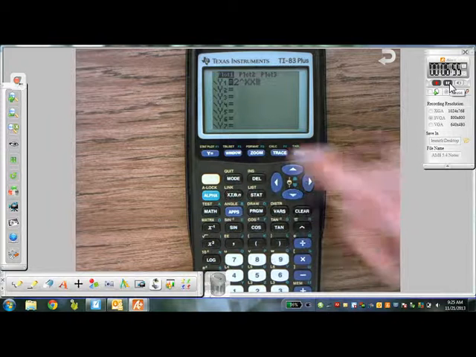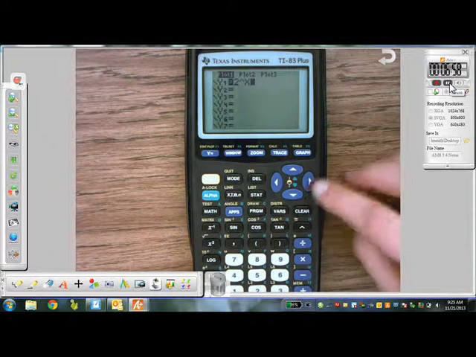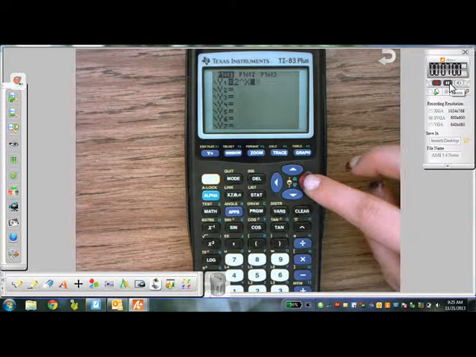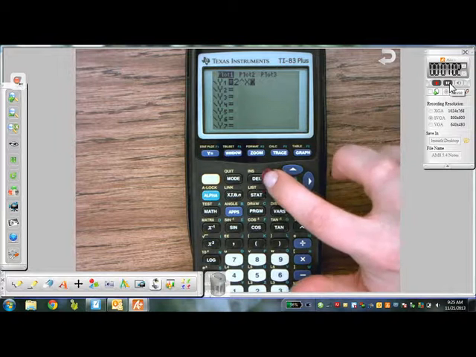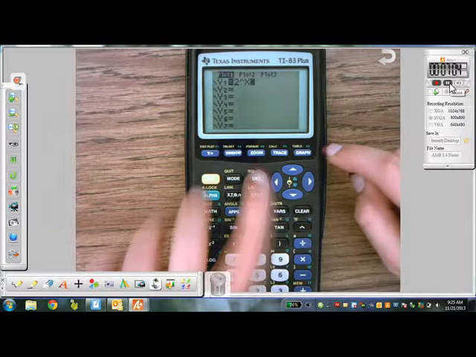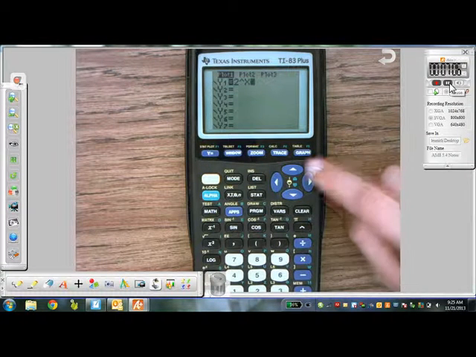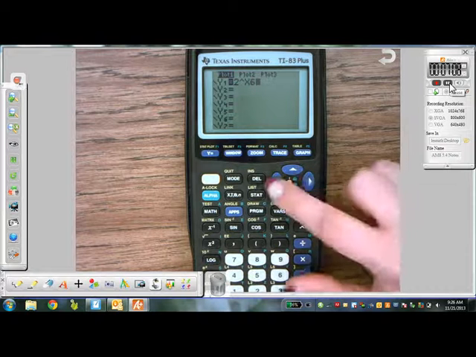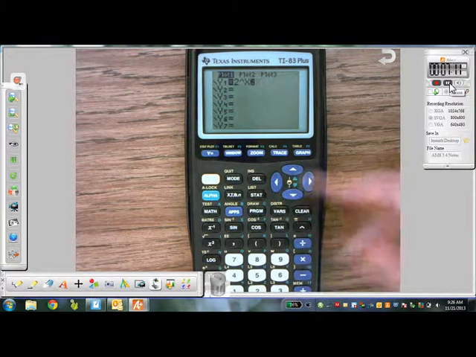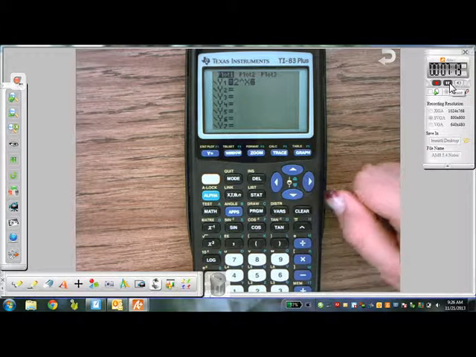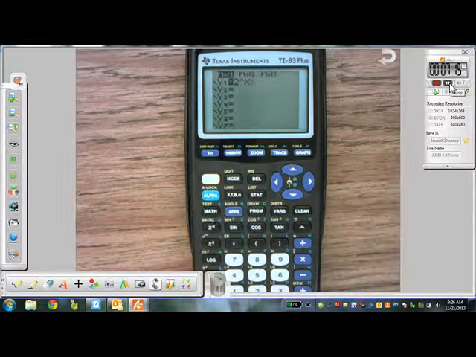Okay? Oops, I did 2. There should be an erase. If you ever press more than once, highlight it and there's a delete button. Okay? So if you ever press something that you're not supposed to, instead of having to clear the whole thing, you can highlight what you accidentally pressed and hit delete, and that will take it away. So that's all we're graphing right now.